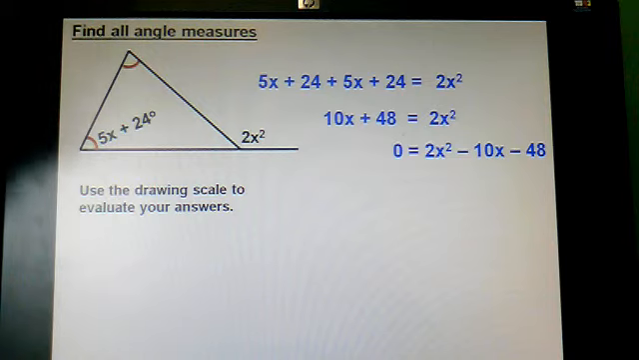I'm going to pause now and go to the last part on here, so I'll be back in a minute. Good luck. See if you can finish that up and get the values of x. I'll be back in a moment.